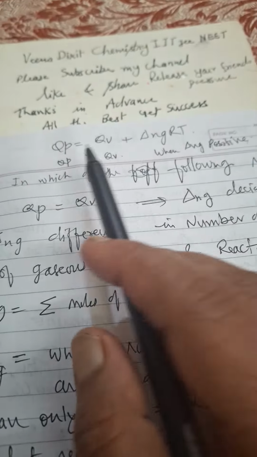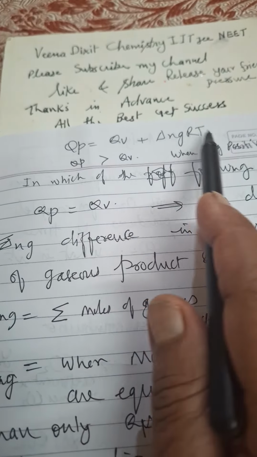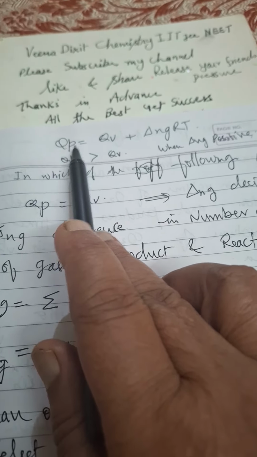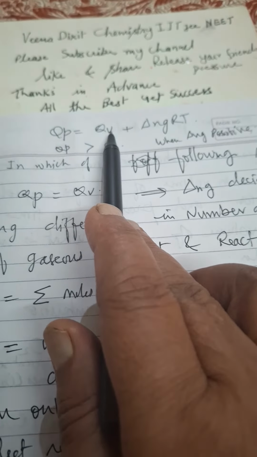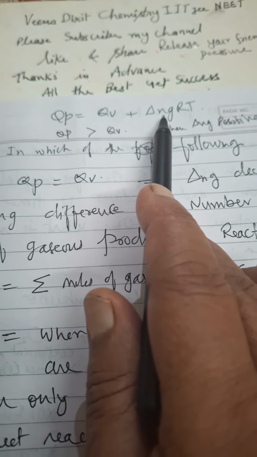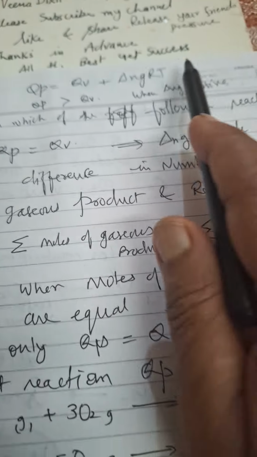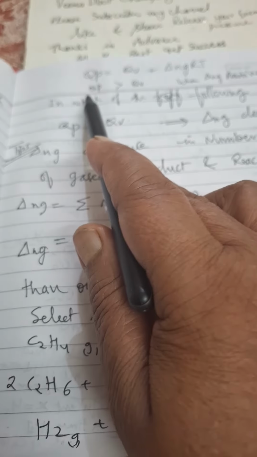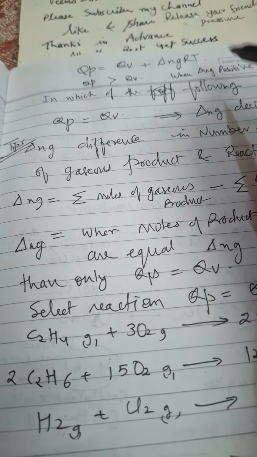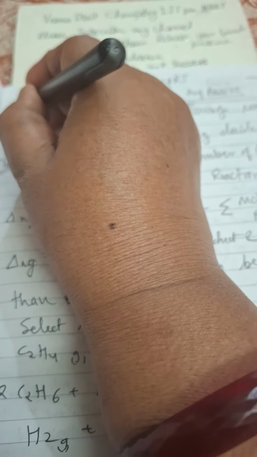Students, we discuss here the thermodynamics equation Qp = Qv + ΔngRT, where Qp is the heat enthalpy at constant pressure, Qv is the heat enthalpy at constant volume, Δng is the difference between the number of moles of gaseous products minus reactants, R is the gas constant, and T is temperature in Kelvin. So here Qp can be greater than Qv when Δng is positive. These are the tips by me, you remember this always.